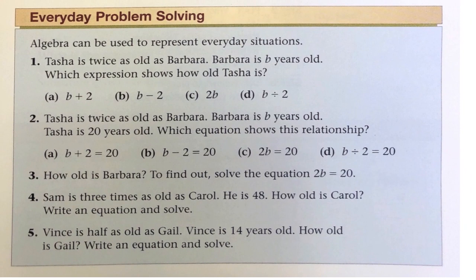Algebra can be used to represent everyday situations. Tasha is twice as old as Barbara. Barbara is B years old. Which expression shows how old Tasha is? So she is 2 Barbaras old. So which one of these show 2 Barbaras? Barbara plus 2, Barbara take away 2, 2 times Barbara, or Barbara divided by 2? It would be 2 Barbaras.